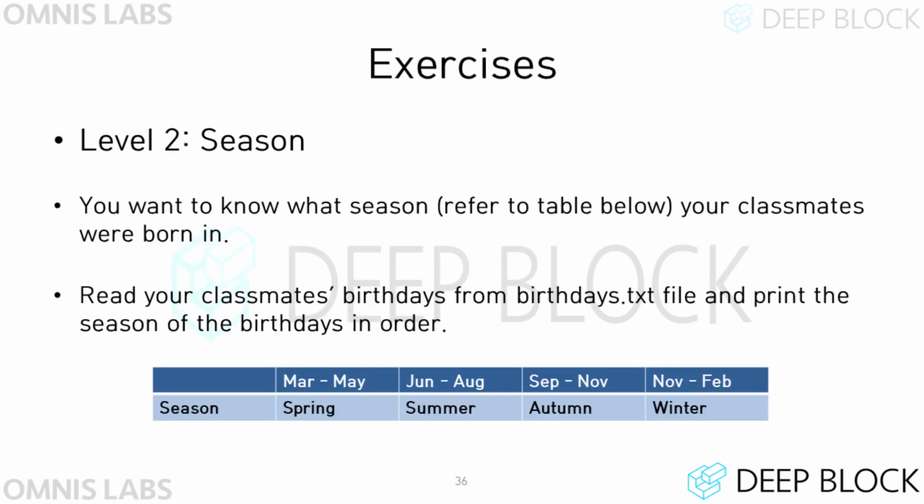This time, let's investigate what season the friends were born in. Assuming that there is data in the birthdays.txt created earlier, try implementing a program that reads the information of friends from the birthdays.txt file and prints the season in which each friend was born in order. Calling the string.split method with the space character as an argument returns a list by splitting the string based on whitespace.